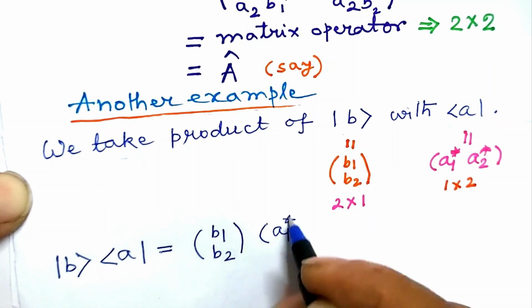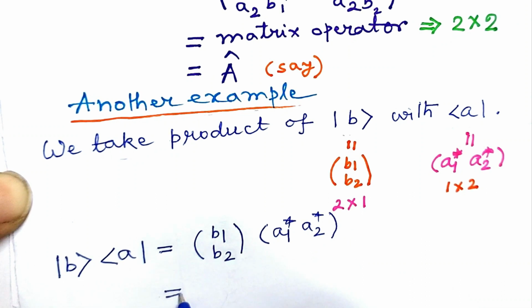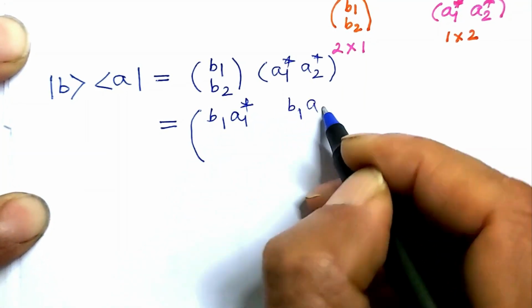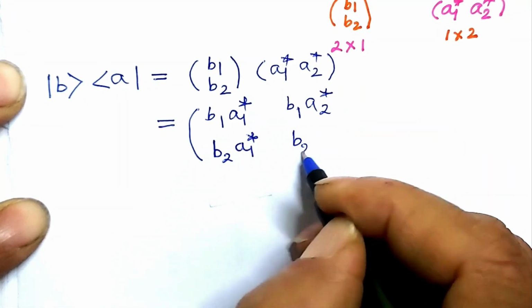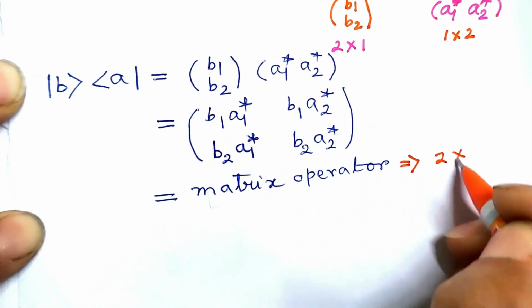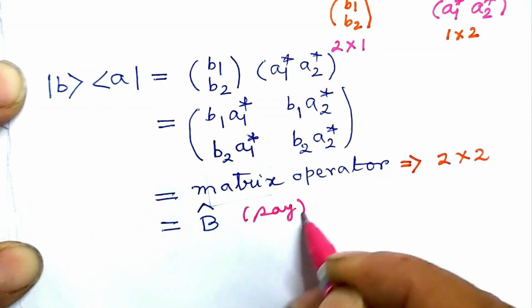Write the respective matrices, and the 2 cross 1 matrix is compatible for multiplication with the 1 cross 2 matrix. We now take the matrix product. The result is a matrix operator, a 2 cross 2 matrix. Let us designate it as some operator B hat, say.